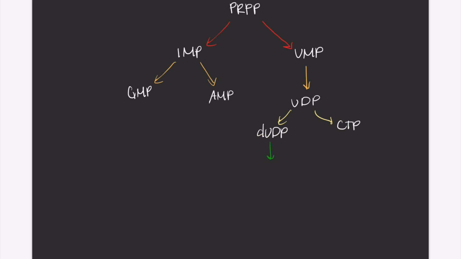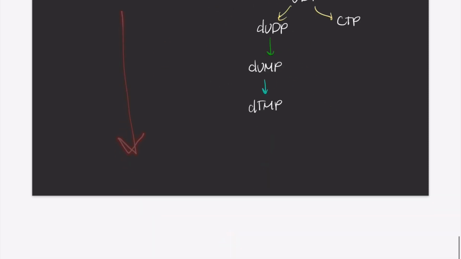dUDP is further broken down into dUMP and dTMP. That is our pyrimidine synthesis. But this is just a quick summary of how they come together from PRPP. Let's get a little bit more detailed into this. First, we're going to talk about just purines in more detail, basically zooming in on that condensed diagram I drew.